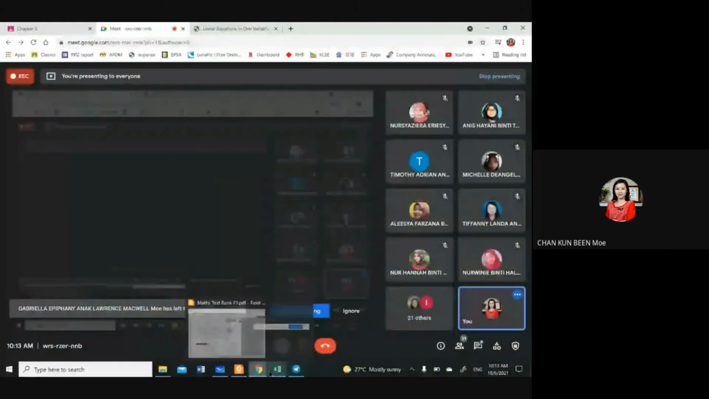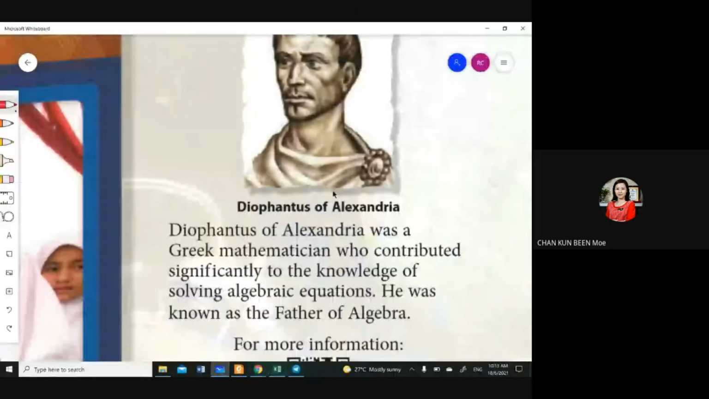Okay, so this is the mathematician involved, Diophantus of Alexandria. Diophantus of Alexandria was a Greek mathematician who contributed significantly to the knowledge of solving algebraic equations. He was known as the father of algebra. So for more information, you can scan it and search online.